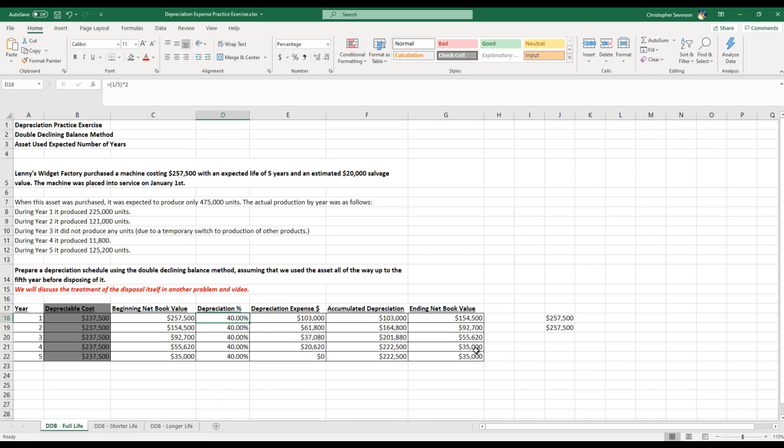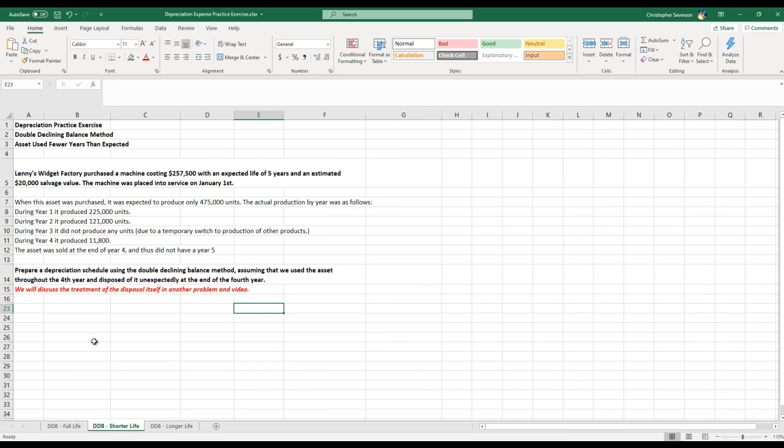So the key thing to remember is it doesn't matter what year it is, your final year has to be exactly at the salvage value. And if you hit the salvage value before that final year, you have to adjust whatever that year was. And then the year after that, you're going to have 0. So that is how to handle the double declining balance method when it has a full life.